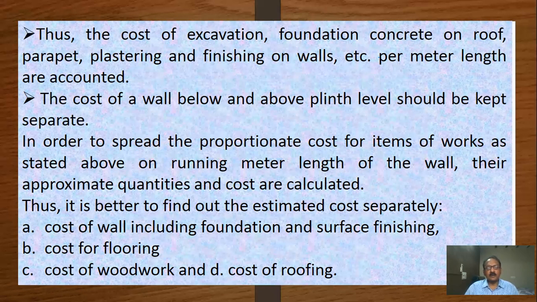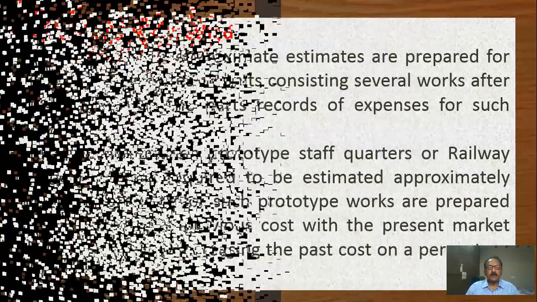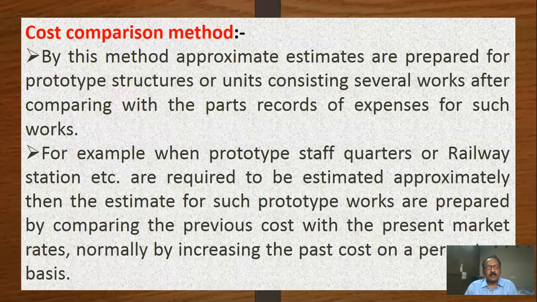Cost of woodwork. See, you may have teak wood, best teak wood, ordinary teak wood, or these different types of woods are available in the market. Cost of roofing. So there are different quantities of different items, and different rates are available. So this is one of the methods where you are going to find the approximate estimate. Cost comparison method.